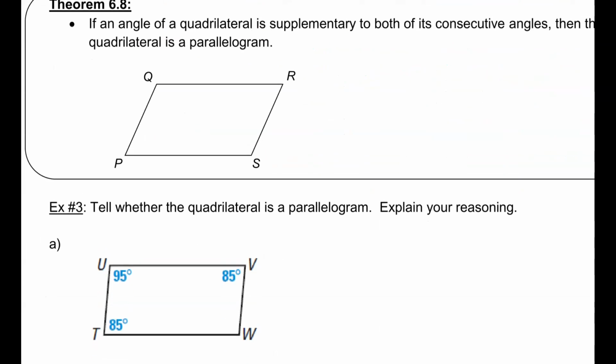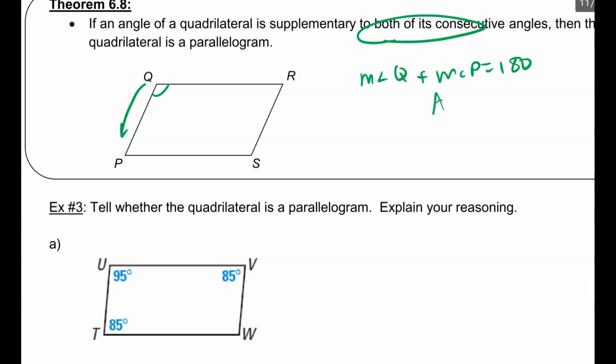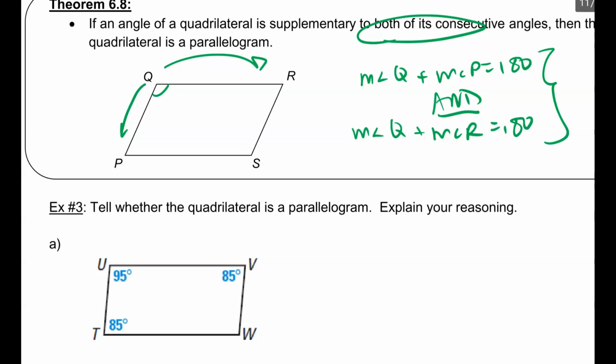All right, if an angle of a quadrilateral is supplementary to both of its consecutive angles, then the quadrilateral is a parallelogram. So let's take Q. If the measure of angle Q plus the measure of angle P is equal to 180, and Q and R, the measure of Q plus the measure of angle R is equal to 180, so both of these must be true, then we can say it is a parallelogram. It has to be supplementary to both. And secretly, the reason is that it would mean those sides are parallel.